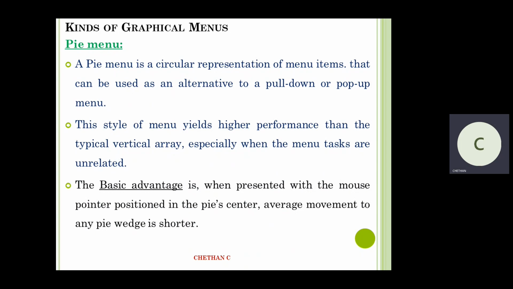Everyone knows a pie. A pie will generally be a circular shaped thing. Okay, what is a pie menu? Based on that circular thing, you can select it. So what is the meaning of that? The options will be like this.